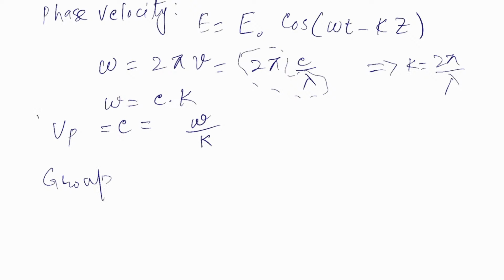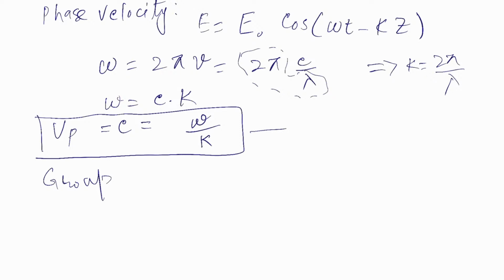So that's your, sorry, it's number 3, 1, 2, 3, maybe number 4, I think. I don't know, let's say number 4. So group velocity.